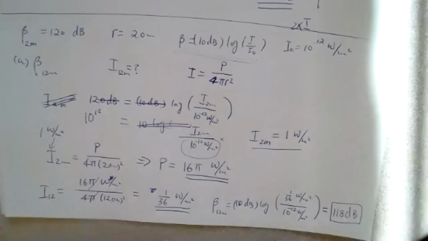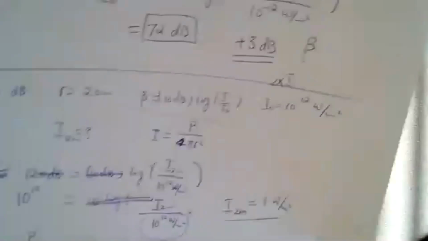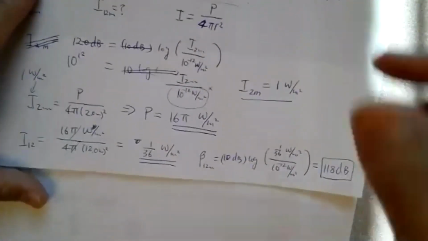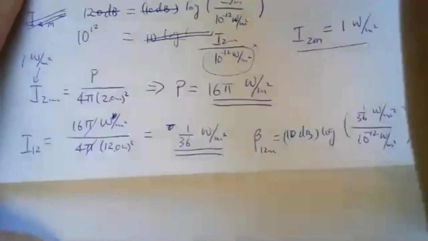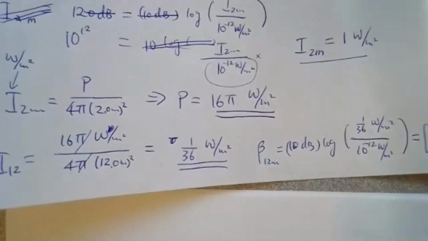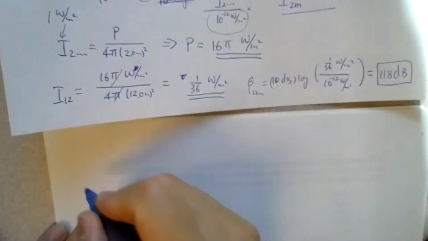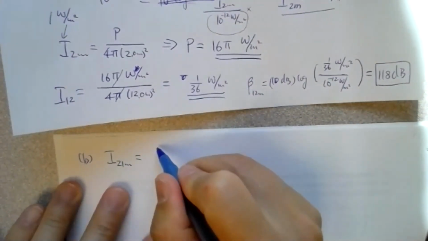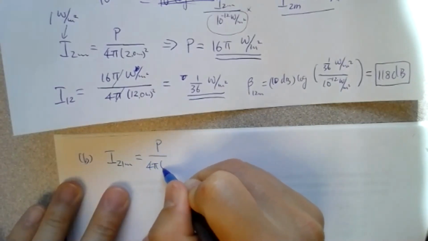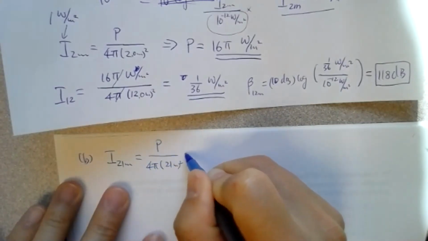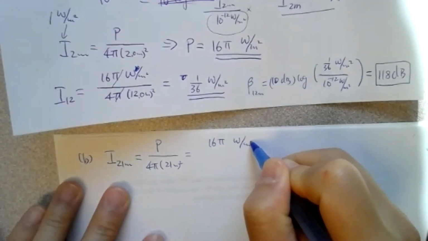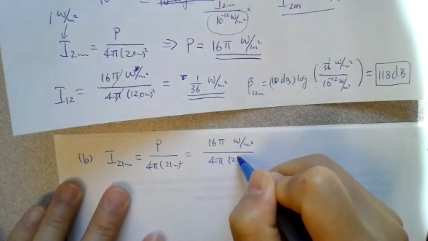All right, so if not, then we'll be looking at part B here. It's asking you what would be the intensity level at 21 meters. Okay, so then part B, at 21 meters, you'll be finding intensity at 21 meters first, right? So that's the same P over 4 pi, but this time over 21 meters squared. The P we get is 16 pi from the previous part divided by 4 pi times 21 meters squared.